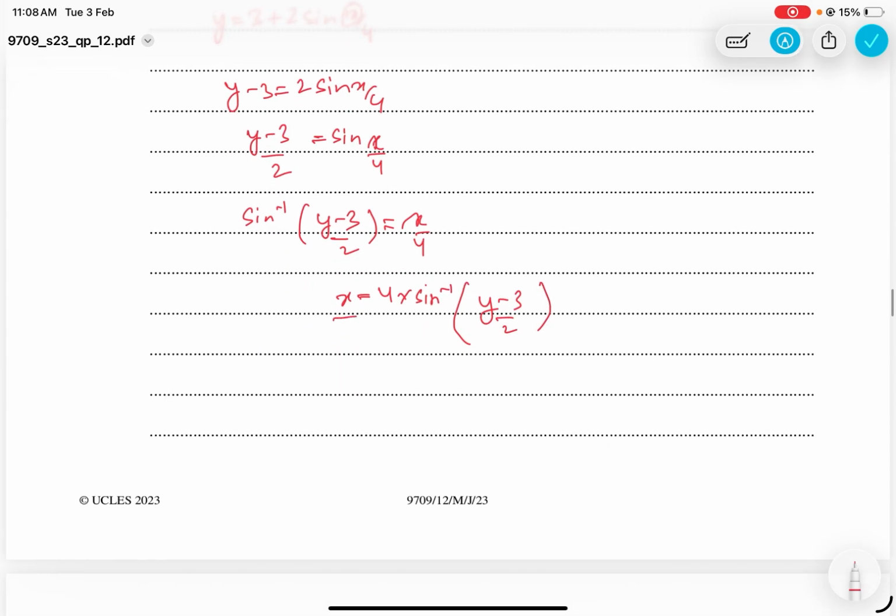So, yes, we have made x the subject. This is the equation: f inverse of x equals 4 sine inverse. See, look very carefully, just replace this y with x: x minus 3 by 2. Got this one or not, learners? Very good. Let us move on to the next question.